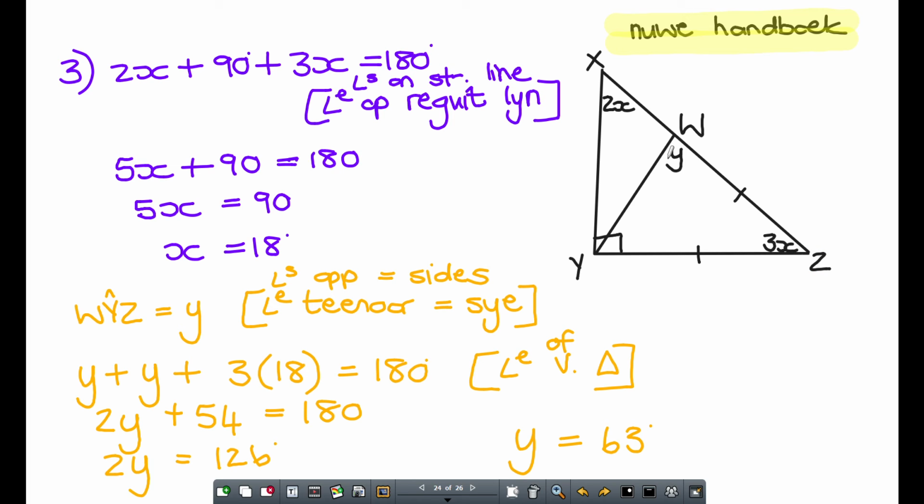Now, if I look at this triangle, we can say that this y plus that y plus, instead of 3x, I'm going to say 3 times 18 because we already worked out what x is, will be equal to 180, angles of a triangle. Now let's simplify that. y plus y is 2y, and the 3 times 18 gives me 54. So if I took that over, it becomes 2y is equal to 126, which means that y is equal to 63.